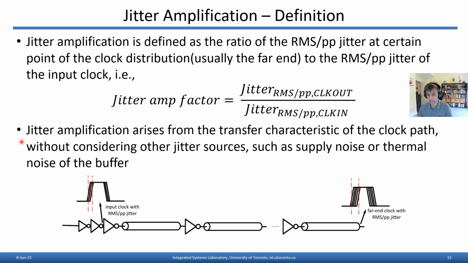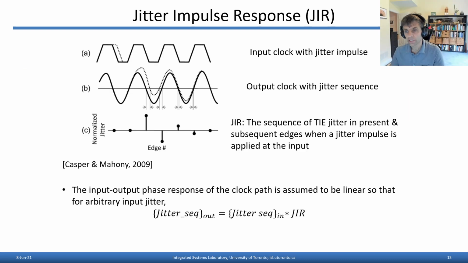So just to be clear, even if there's absolutely zero noise in the transistors of this buffer and there's zero power supply noise, if there's jitter at the input to the buffer chain, you will see more jitter at the output of the buffer chain. And that's just because of the finite bandwidth or the finite rise-fall times of these buffers. And that's jitter amplification.